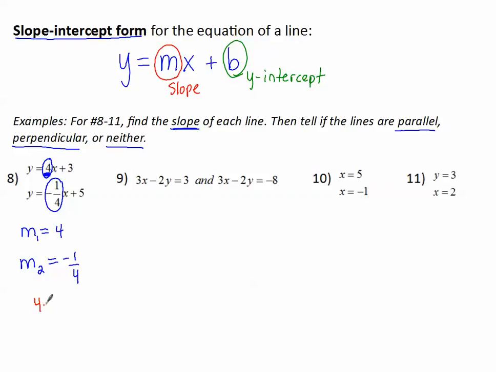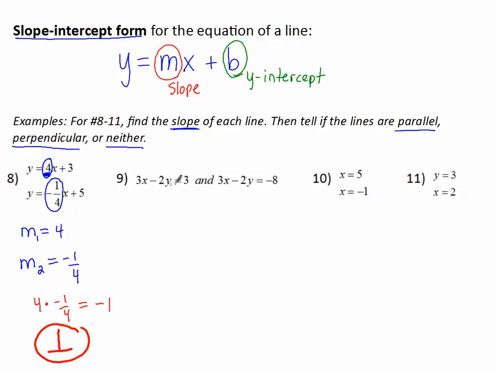Well, remember, first of all, they're not the same, so the lines can't be parallel. They're different, so let's try to multiply them. If I do, I get negative 1. The product being negative 1 means these lines are perpendicular. So that's my final answer. These lines are perpendicular.